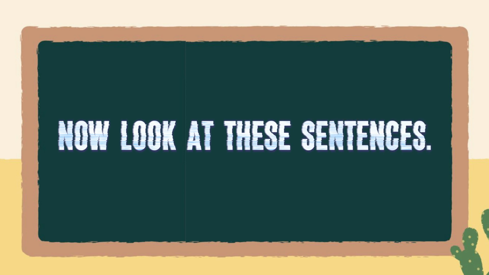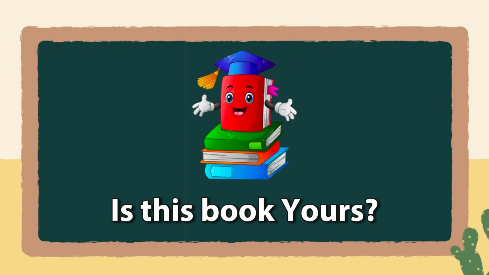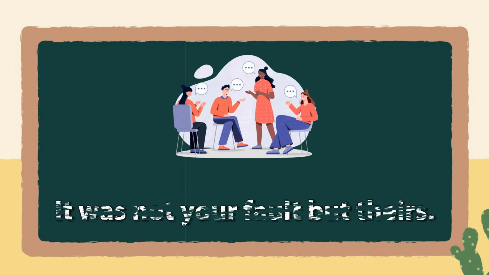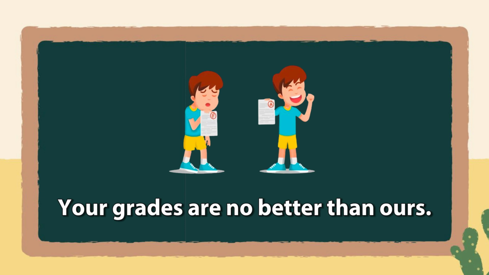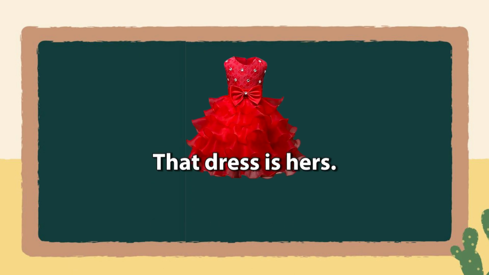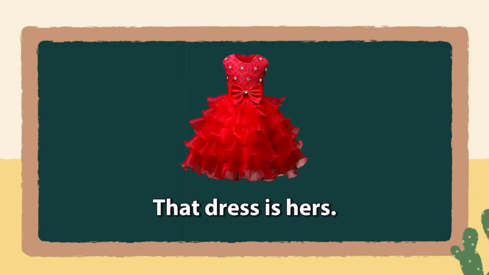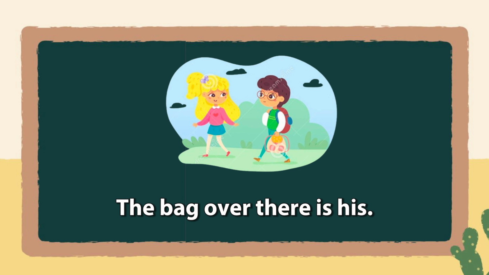Now look at these sentences. Shyam is a brother of mine. Is this book yours? It was not your fault but theirs. Your grades are no better than ours. This fish is so big for its aquarium. That dress is hers. And the bag over there is his.